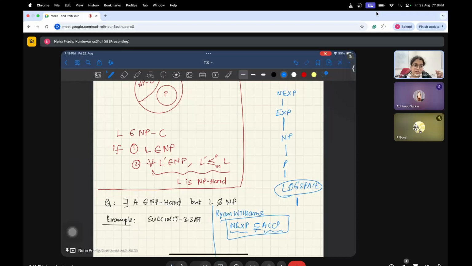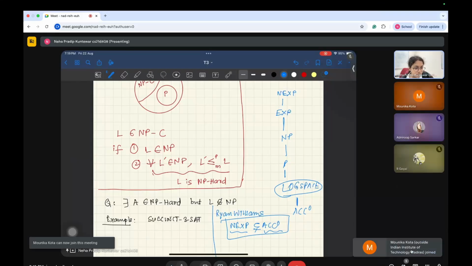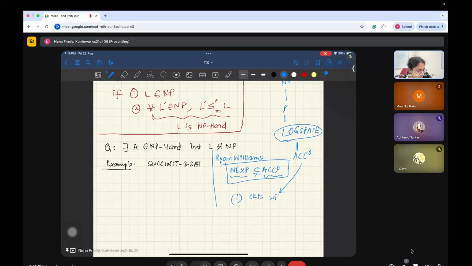Within L there are even smaller classes that are defined with respect to circuits. So ACC0 is the class of languages that have circuits which have, so I'll just define this. Okay, so these have circuits with constant depth. Second thing is they use AND or negation gates and mod gates. And third thing is they have unbounded fanin.